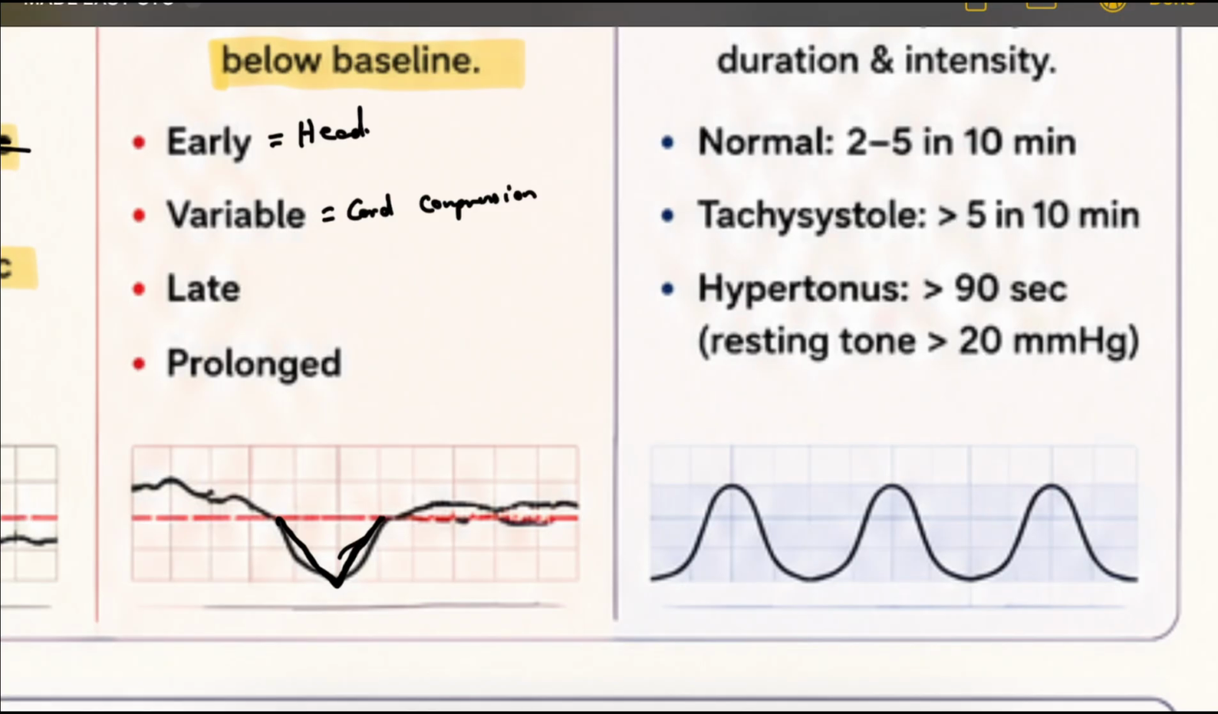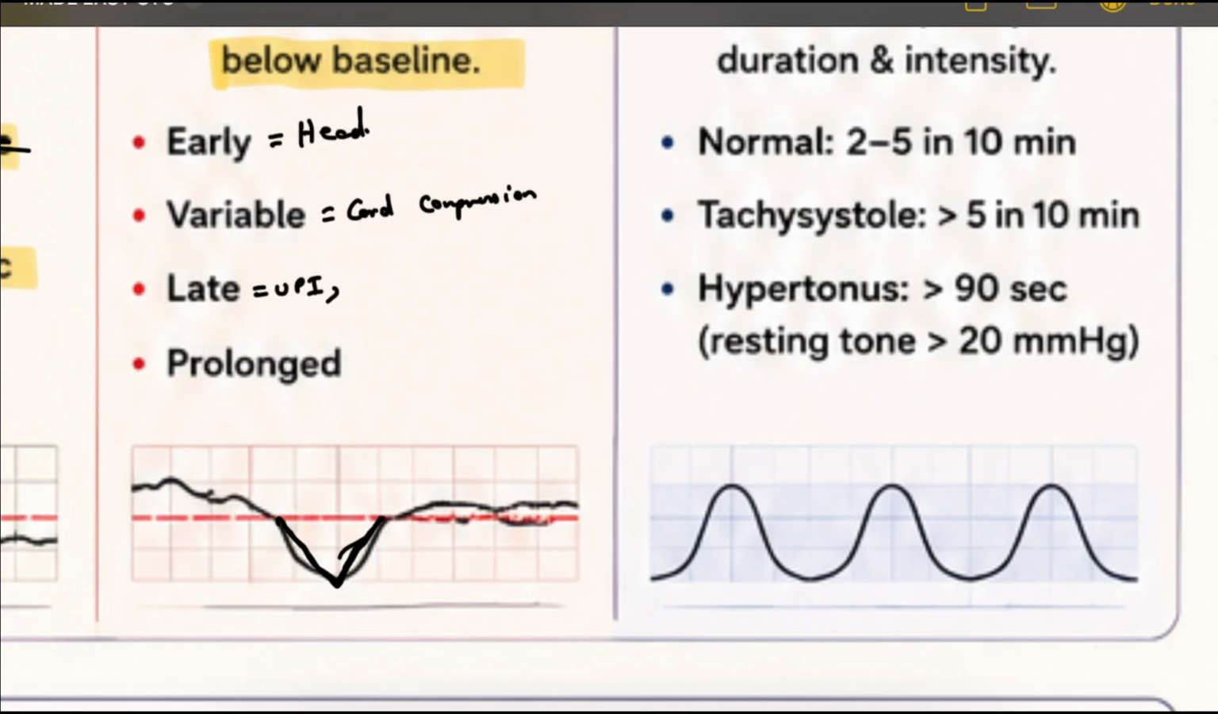Okay. So next you can see late deceleration. Late deceleration is the most important one because it's related to the placenta. It's related to the placenta. The main cause is uteroplacental insufficiency; it starts after the contraction begins and ends after the contraction ends. The danger is that the baby is not receiving enough oxygen.